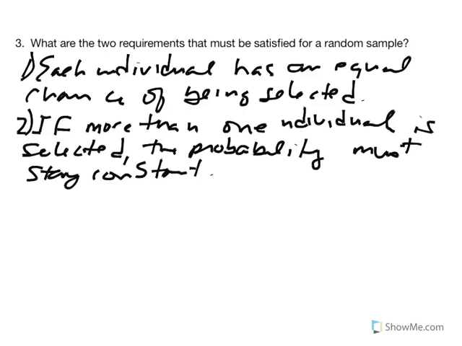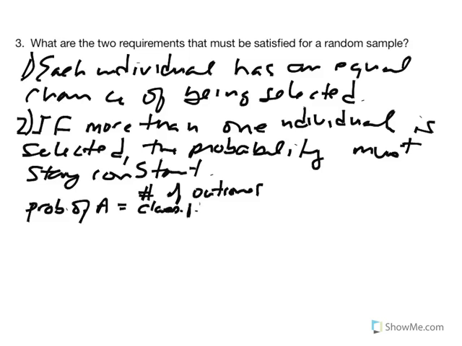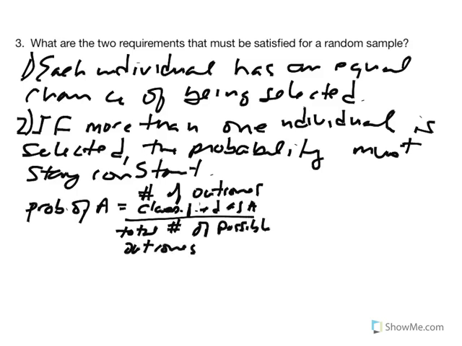You can understand this as, again, probability. From Chapter 6 we learned that probability of any event can be understood in this format. The probability of event A is equal to the number of outcomes classified as A over the total number of possible outcomes. So what we're saying here is that if more than one individual is selected, the probability must stay constant. In other words, the denominator of this equation must remain constant.